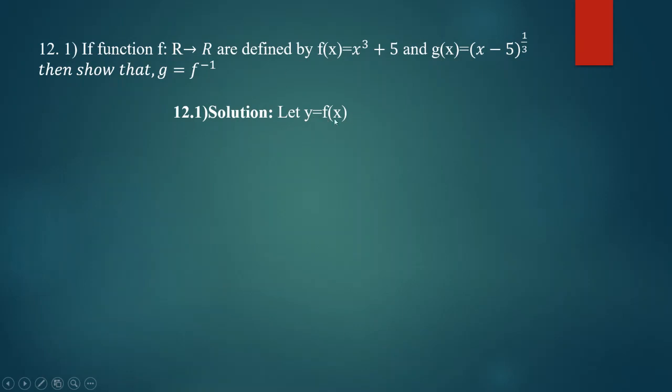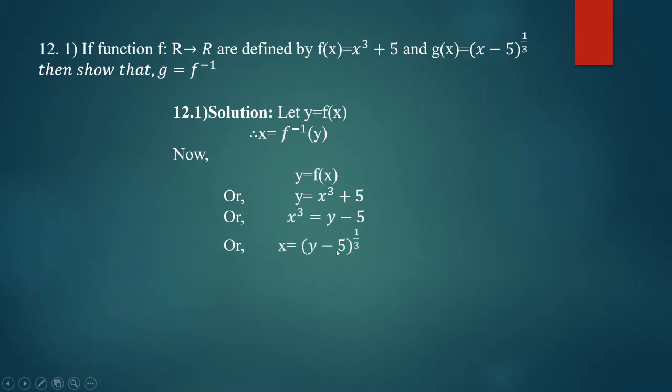Let y equal to f of x, and then changing the side of this function you get x equal to f inverse y. Now our supposition is y equal to f of x. Now placing the value of f of x, x cubed plus 5, now x cubed equal to y minus 5. Now taking cube root on both sides, x equal to cube root of (y minus 5). But this x equal to f inverse y, so f inverse y equal to cube root of (y minus 5). Now f inverse x equal to cube root of (x minus 5).